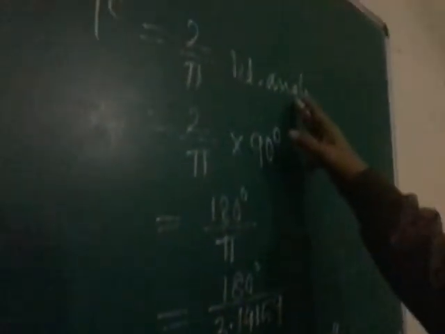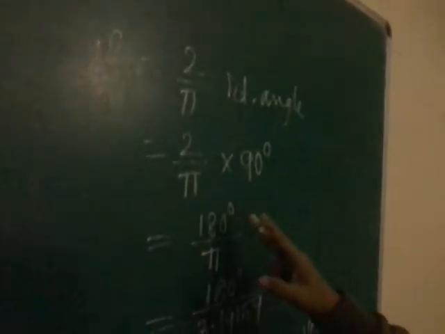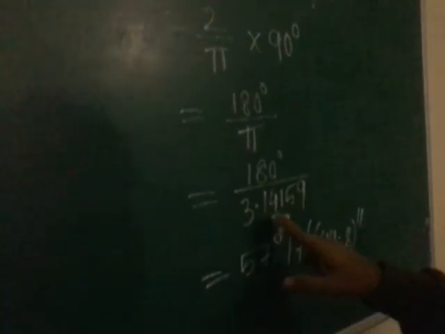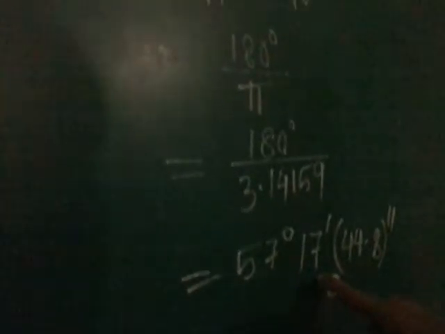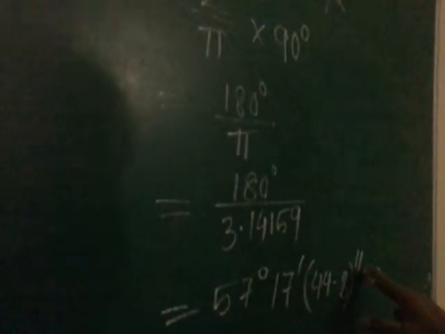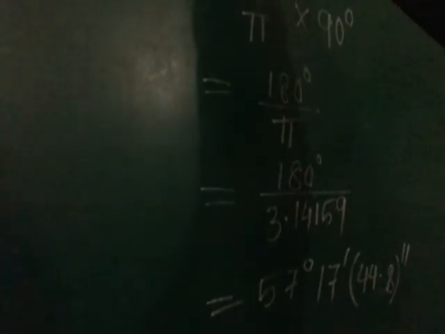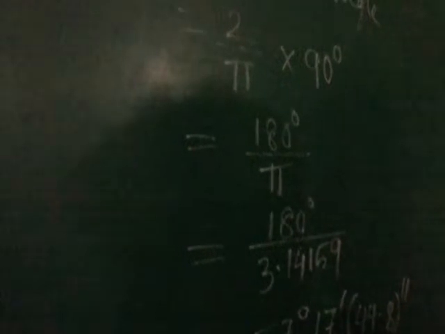So if we convert it in degree, the right angle, 2 by pi right angle, that is 2 by pi into 90 degree, that means 180 degree by pi, means 180 degree by 3.14159, that means 57 degree 17 minutes 44.8 second. That means we converted 1 radian into the sexagesimal form.